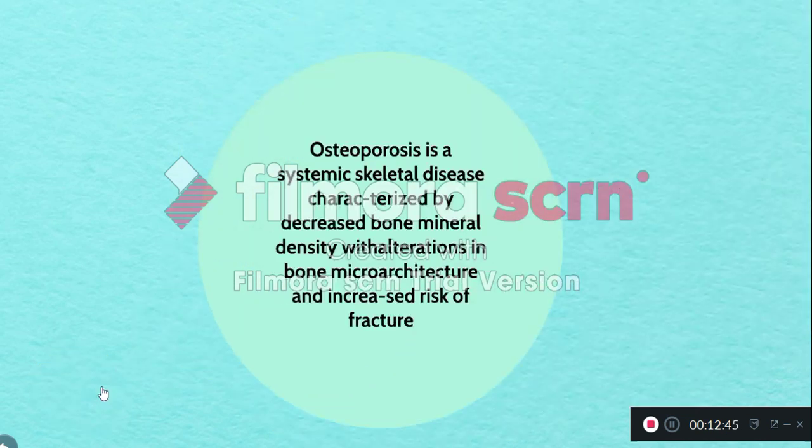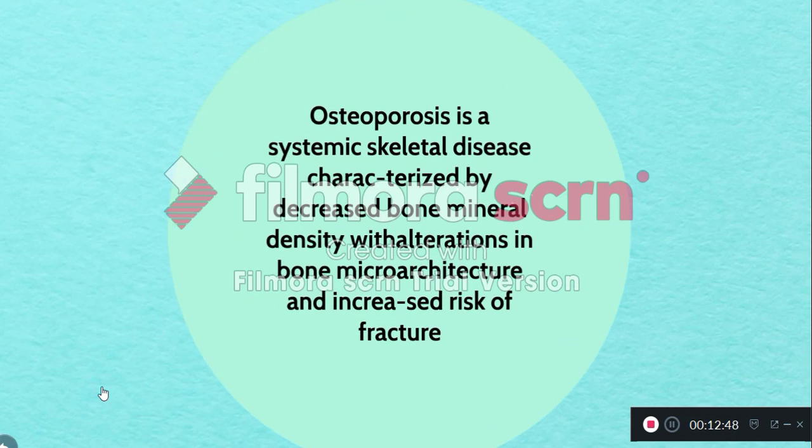In conclusion, osteoporosis is a systemic skeletal disease characterized by decreased bone mineral density with alteration in bone microarchitecture and increased risk of fracture. Thank you.